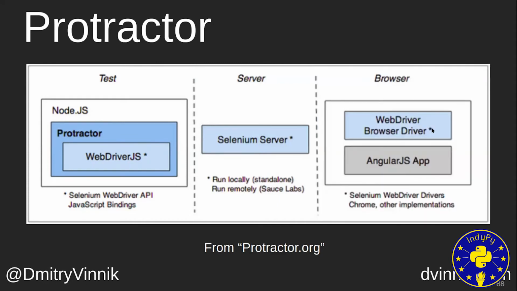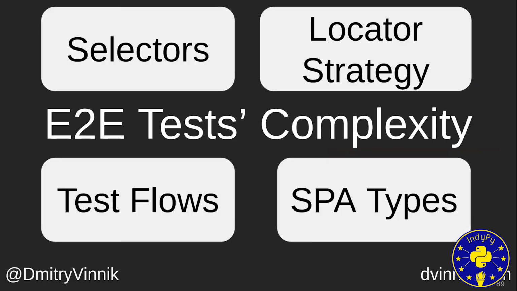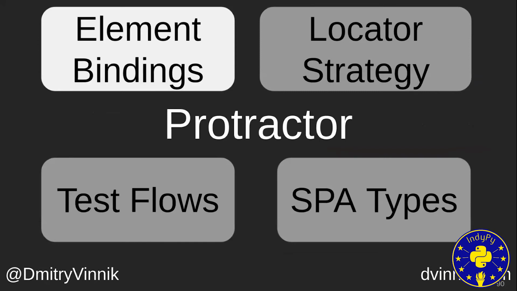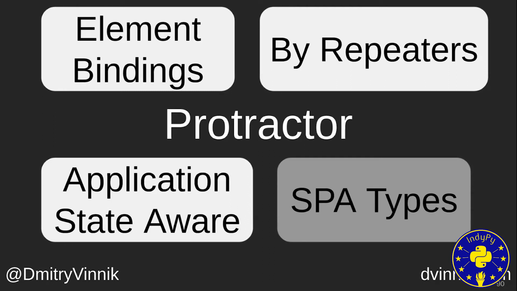And more importantly, additionally to the WebDriver APIs that Selenium provides you, it has access to the AngularJS app state. Was it loaded? Can I use it? Is it ready to be tested? That's what the inside Angular gives to Protractor for you to write automation for it. In terms of complexities, for Protractor, selector-wise, it has special element bindings that I'll show in a second. Locator strategy, it has by repeaters, by models, whatever you desire. Test flows, again, application state aware. It knows when the app finishes loading, which is extremely important for robustness of your tests.